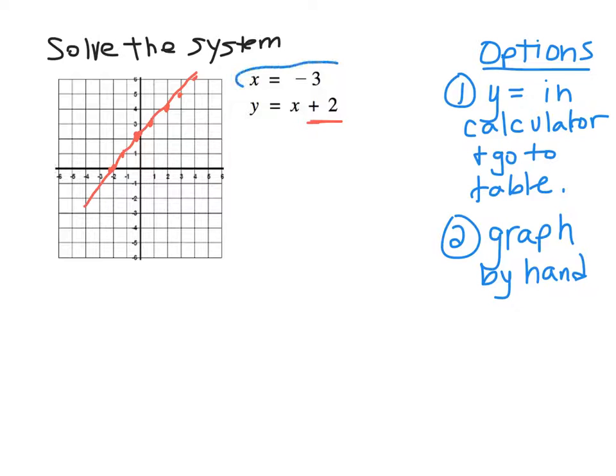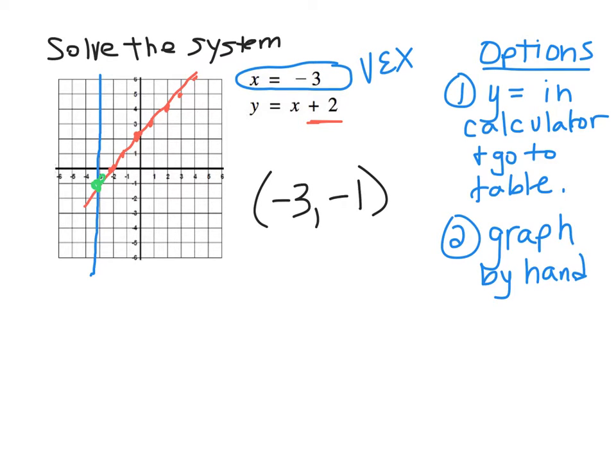And then I'm going to graph a vertical line. I know it's vertical because, hey, vex, vertical equals x. So I've got x is -3. So I'm going to come over here to -3, and I'm going to draw my vertical line. And when I do that, I can see that my two lines intersect right there at -3, -1. So my solution to this is -3, -1. And the cool thing is I can look and see, hey, x does equal -3.